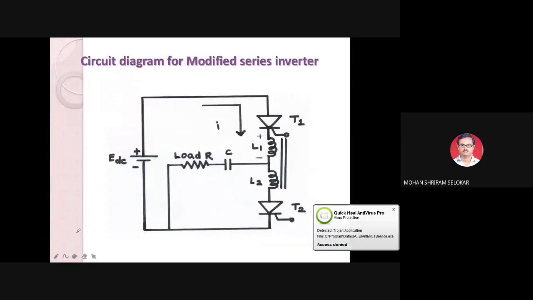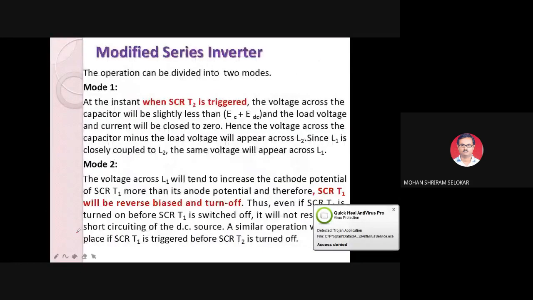How does it work? Now listen. At the instant when SCR2 is triggered, the voltage across the capacitor will be slightly less than EC plus ADC, and the load voltage and current will be close to zero. Earlier you have seen this waveform: here my load voltage is zero, and my load current is also zero in this part.